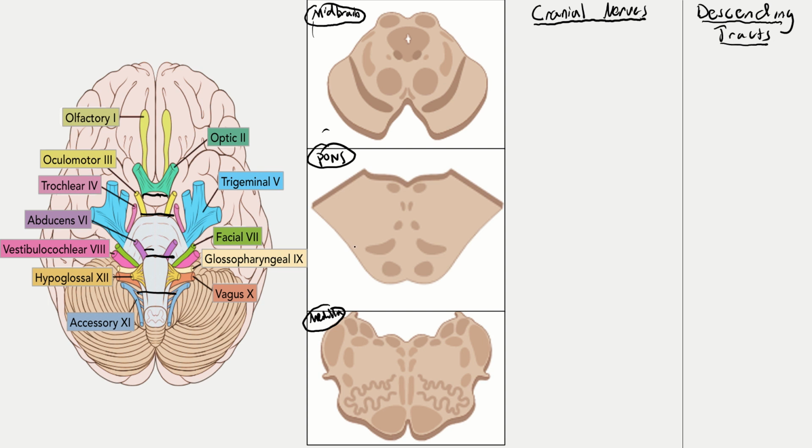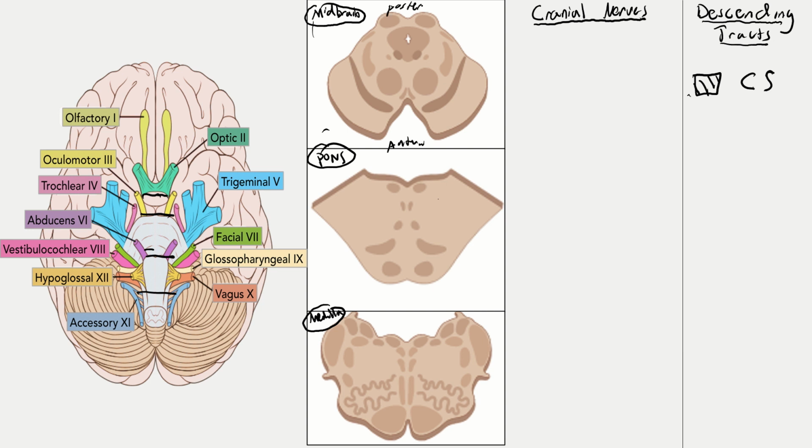We're going to go over where each, well, actually, first let's go over each descending tract. The first descending tract that I really want to go over is our corticospinal tract. I'm going to label this as CS, corticospinal tract. Another thing to look at, this is a histological view of it. This is the anterior portion here, and here's the posterior portion.